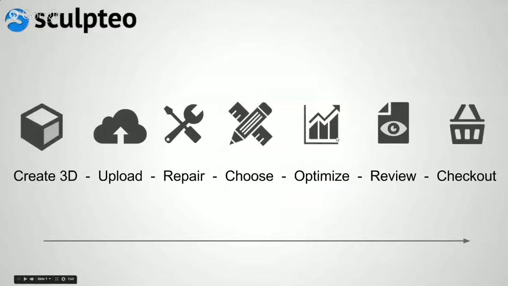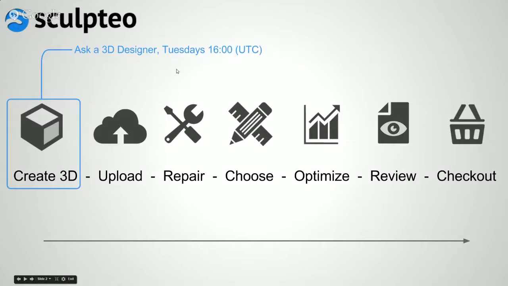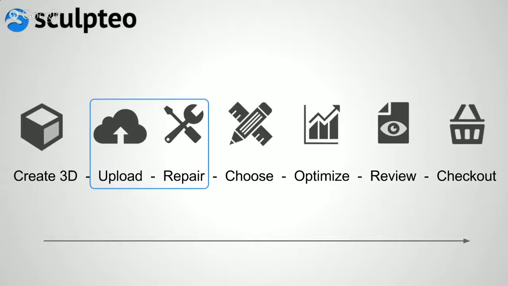So this is what we call the critical path at Sculpteo. Everyone who 3D prints something at Sculpteo has to do this. They go through Create a 3D, and this is what we were talking about earlier about Ask a 3D Designer. What we'll be doing in this webinar is all the rest of these steps. Last week we looked at upload and repair, all the different file formats we accept, and what kind of questions you need to answer when you're uploading a file, for example, is it a single piece, is it multi-piece, all that kind of stuff. And also different repair algorithms that we have that can fix any problems with your file automatically.